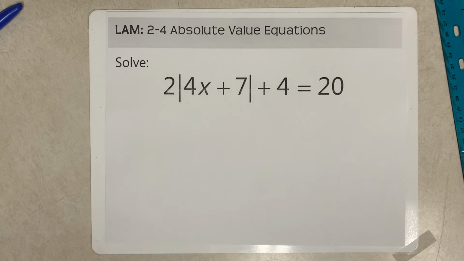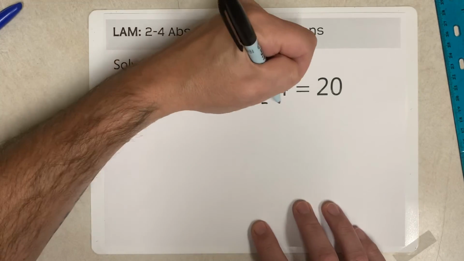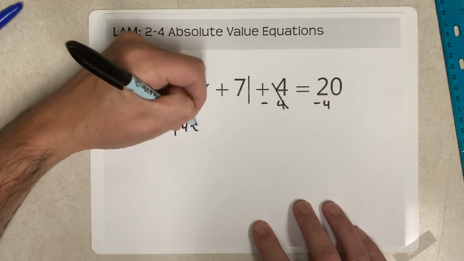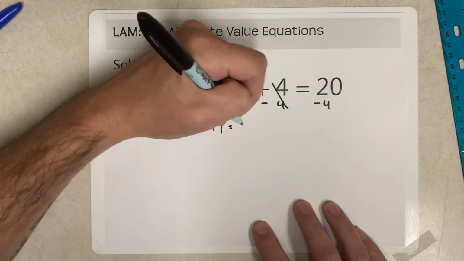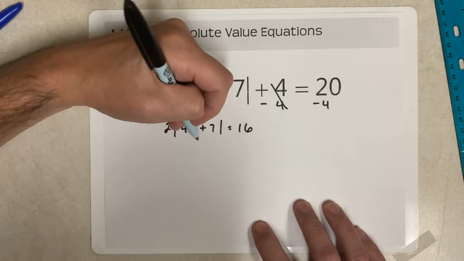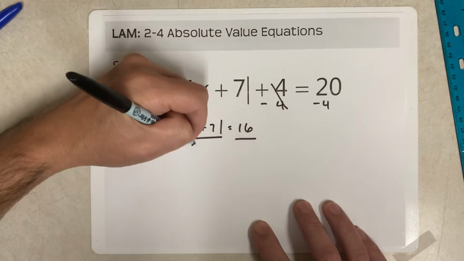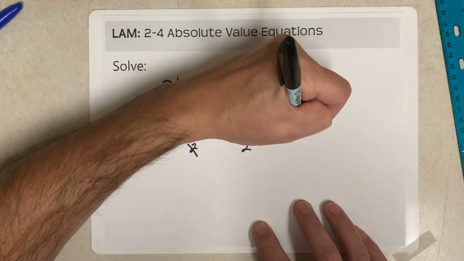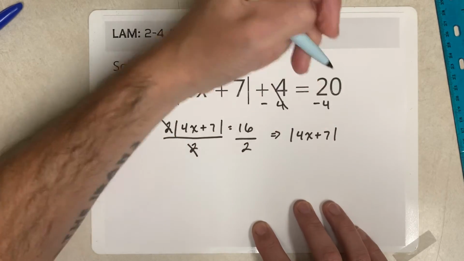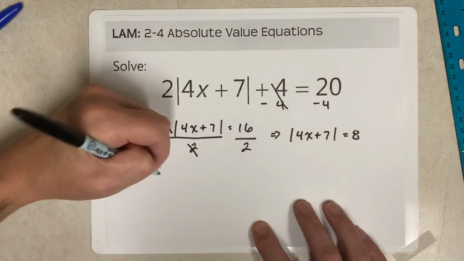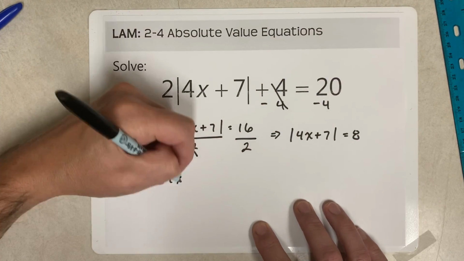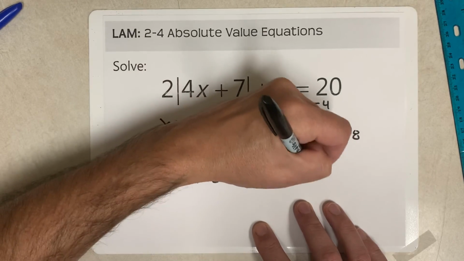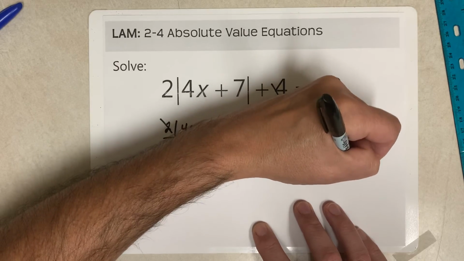Couple more examples. This one, we're going to subtract 4 on both sides first. Bring down my 2. 4x plus 7 equals 16. We're going to divide by 2 on both sides. Like that. Cancel, cancel. And so we're looking at 4x plus 7 absolute value is equal to 8. Okay, so we got the first solution. 4x plus 7 is equal to 8. And the second solution, 4x plus 7 is equal to negative 8.